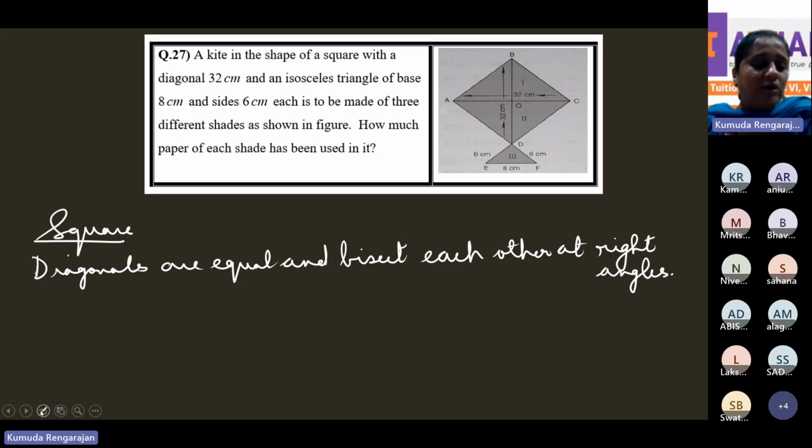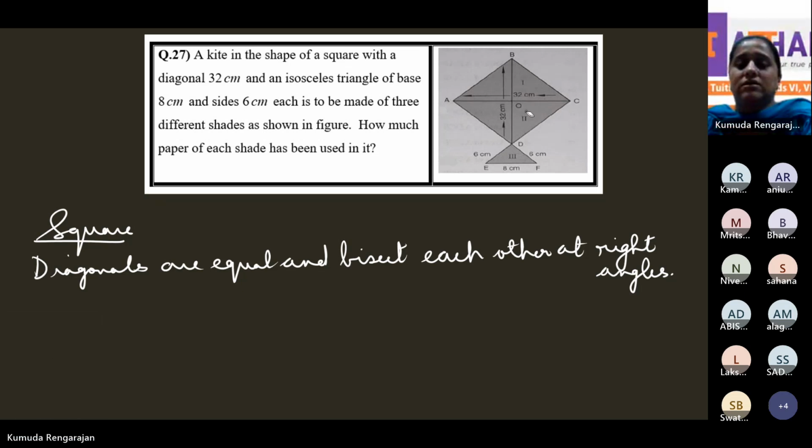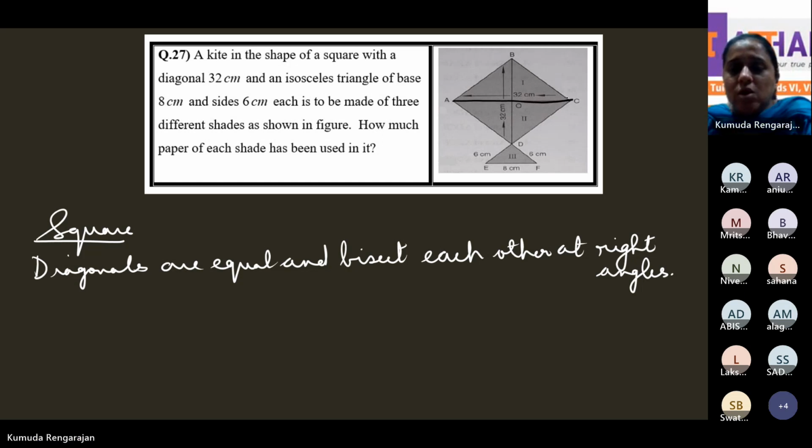So from this property of the square, what we understand is that AO is 16, OC is 16, BO is 16, OD is 16, and here it is 90 degrees, because they bisect at right angles. We are given that this whole thing is 32. O is the midpoint of AC, so 16, 16. We are also given that this whole thing is 32. O is the midpoint, so BO is 16, OD is 16. And also this is 90 degrees.